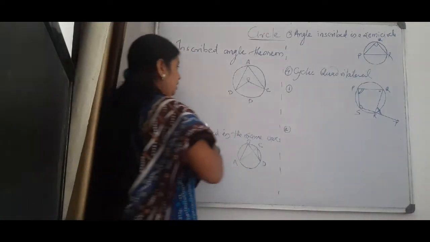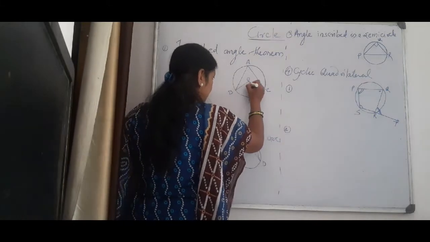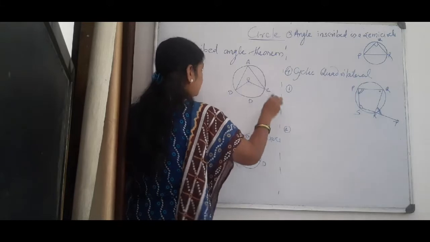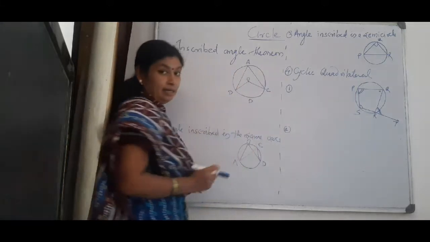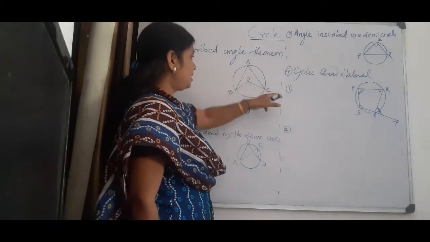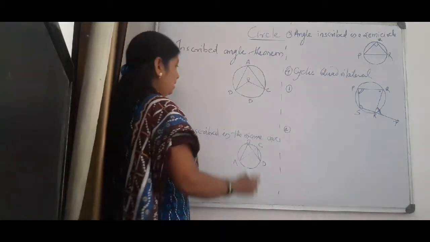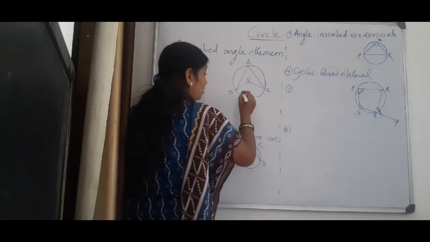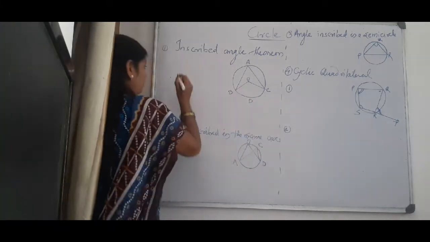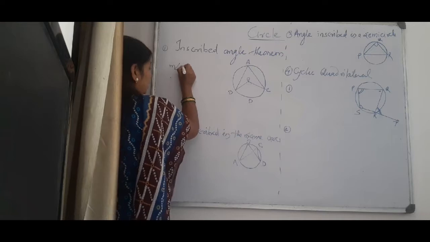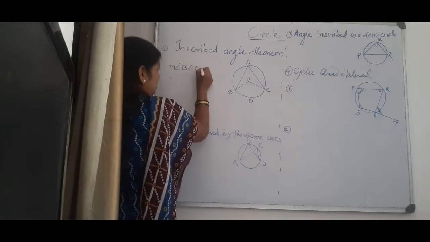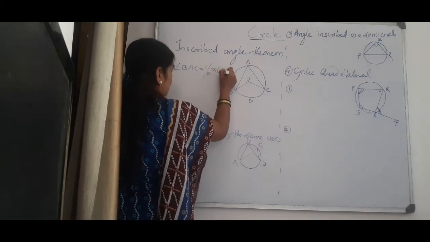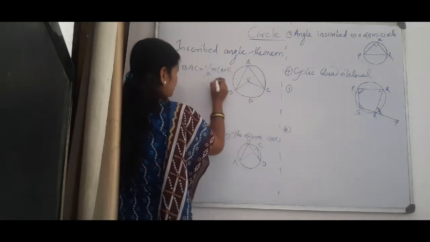Now see here, it is your central angle, it is the corresponding arc, and BAC is an inscribed angle. Which angle? BAC is the inscribed angle in the intercepted arc. And what is the inscribed angle theorem? Measure of angle BAC is equal to half of measure of arc BDC.